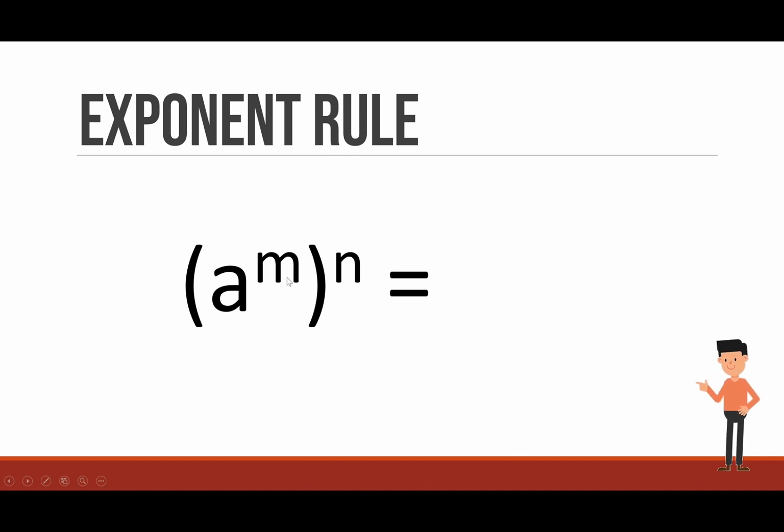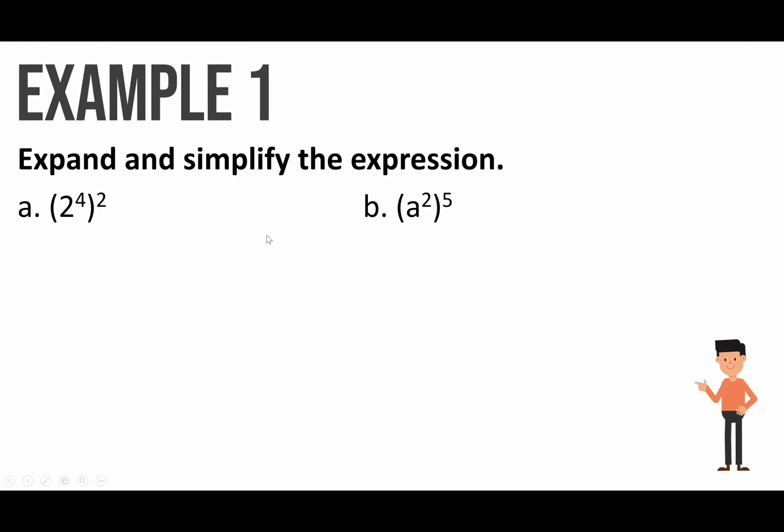If you have a to the m power and you raise that to the nth power, that's going to give you a to the m times n power. I know, you're confused, you have no idea what I'm talking about, but I'll explain in the next couple of problems here. Okay. So take a look at example number 1. We're going to expand this and we're going to simplify the expressions.